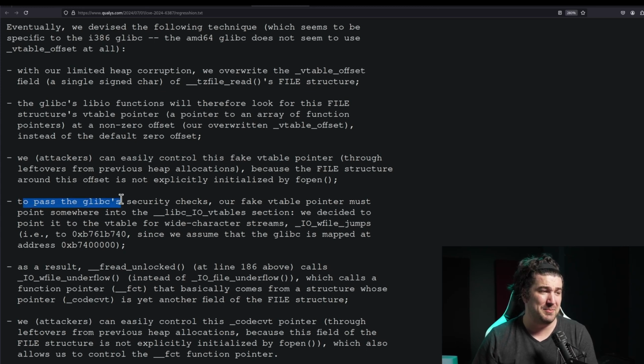To pass the glibc's security checks, our fake vtable pointer must point somewhere to the libio vtables section. We decided to point it to the vtable for a wide character stream, since we assume that glibc is mapped at this address. Okay, so they're making this all on the assumption that they're here. So basically, if glibc mapped to the other address, then this attack just wouldn't work.